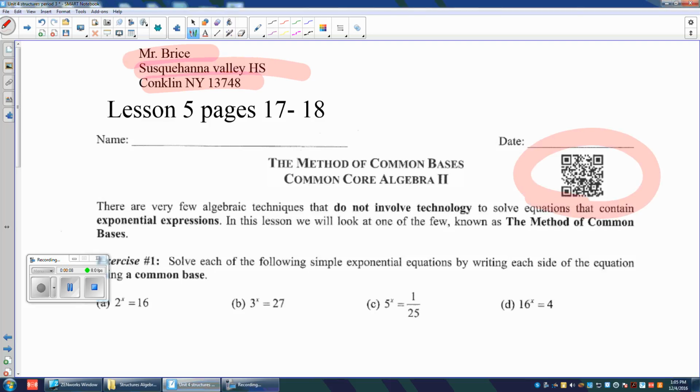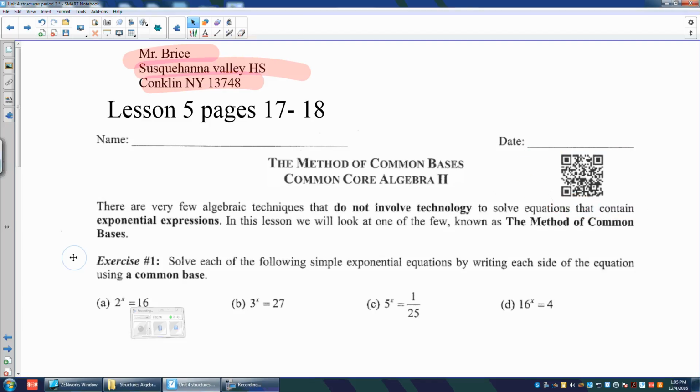If you don't understand what I'm saying, you can scan that QR code, and that's the person who wrote these worksheets, and he'll explain it to you in a different way. What we're doing is lesson 5, pages 17 to 18, for the non-Regents Algebra Common Core 2: the method of common bases.